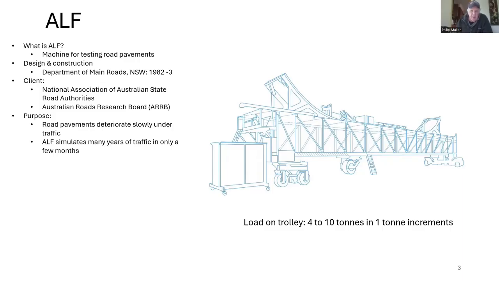The purpose was to test roads in a few months, which would normally take about, say, 20 years of loading before you understood what was happening. So being able to accelerate and do all the tests to destroy a road in 3 months meant that you could do a lot of scientific investigation on the behavior of pavements, and you could test your pavement design.